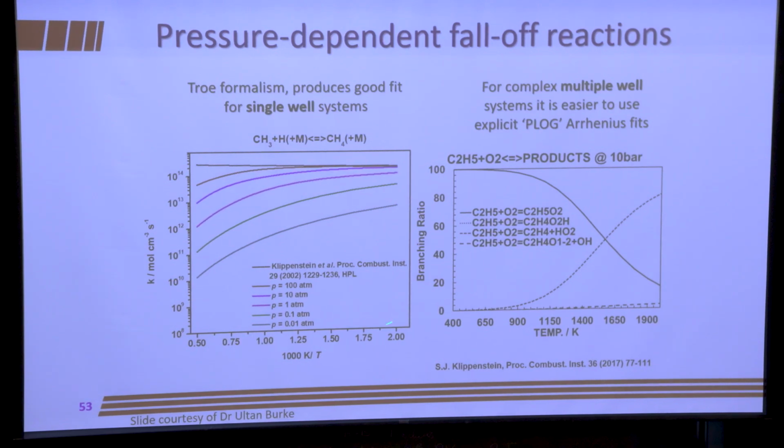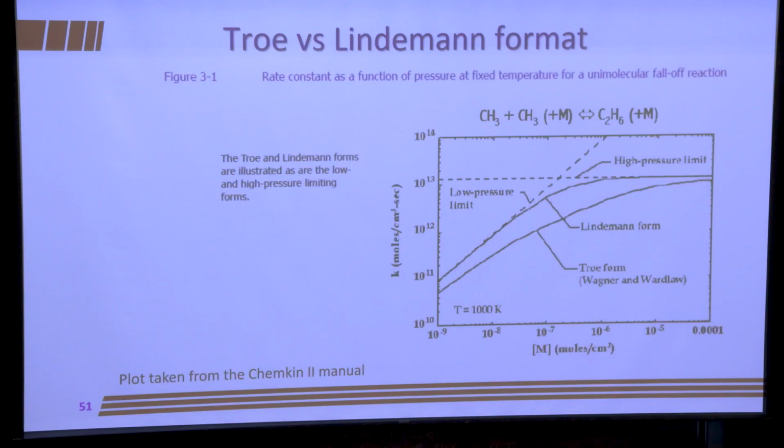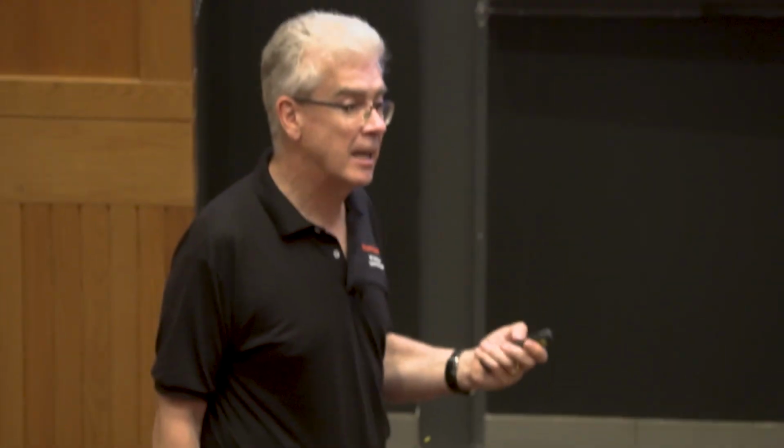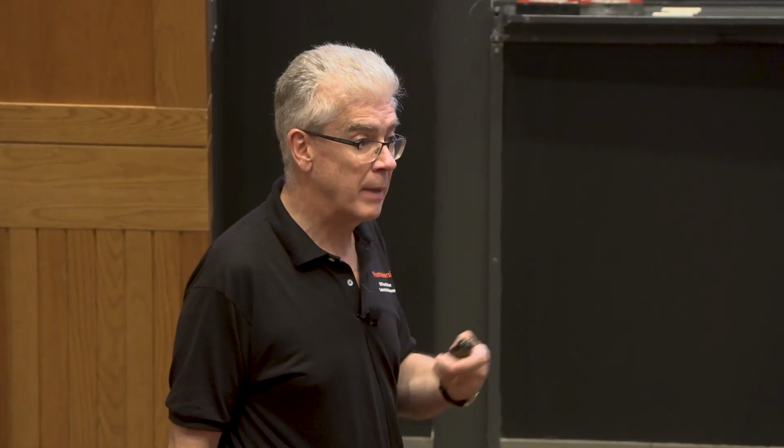It doesn't much matter, actually. The Troe formalism produces a good fit for single well systems, like this one, methyl plus H giving methane. You actually get a good Troe fit. This one was a bad one presented here. It doesn't look great, because it's not reaching the high pressure limit, and it seems to be below the low pressure limit. So that's a bad example of a Troe fit. But typically, it was the best fit that we had to account for pressure dependence back in the day. Now we can do much better.